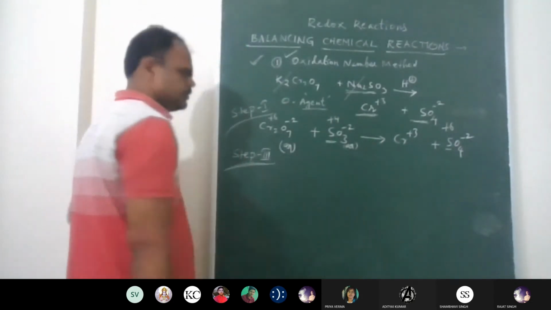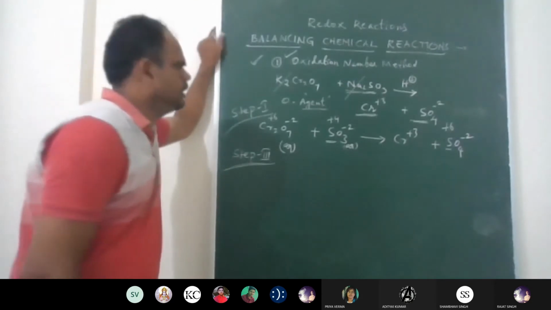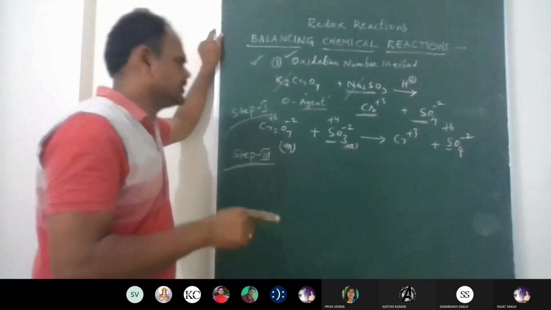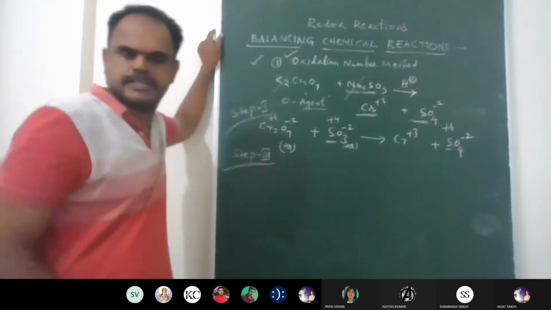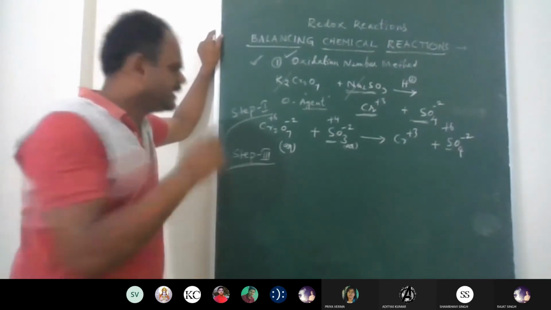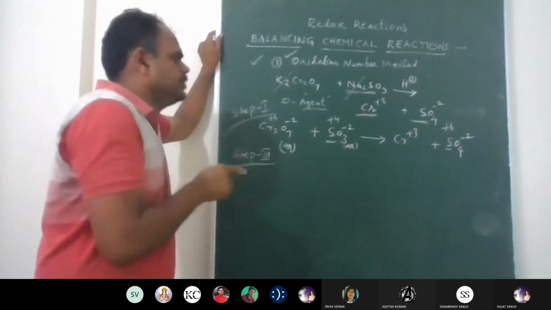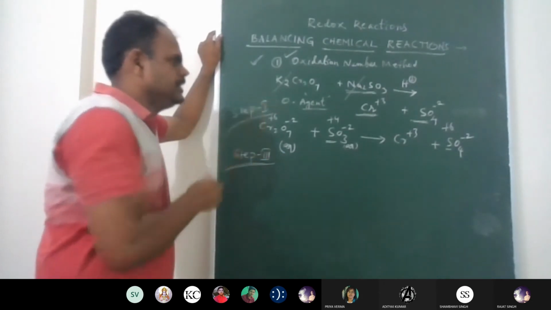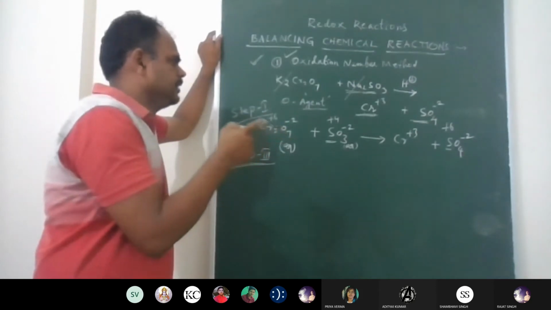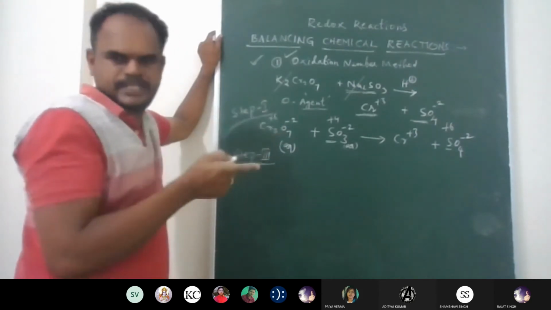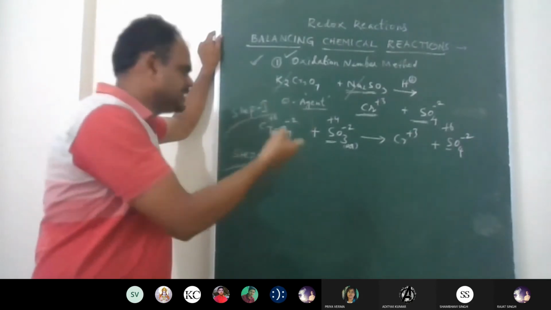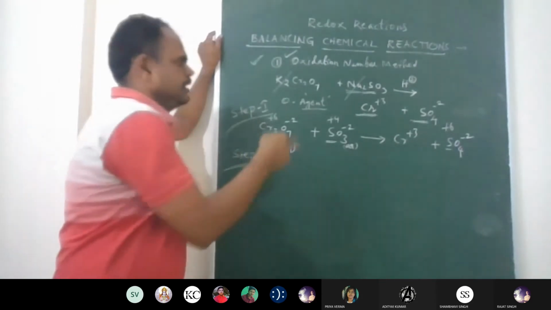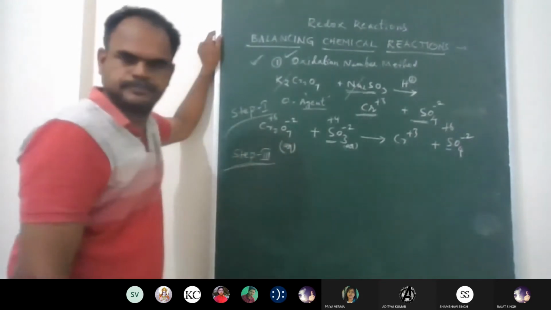So then step 3 we should write. What is the step 3? We should find out increasing and decreasing of oxidation numbers of oxidizing agent and reducing agent. Means in step 3 we have to find out the increase or decrease of oxidation number of the same species, the reducing agent or oxidizing agent. So find out what is oxidizing agent, what is reducing agent.